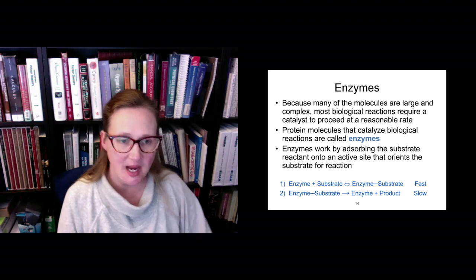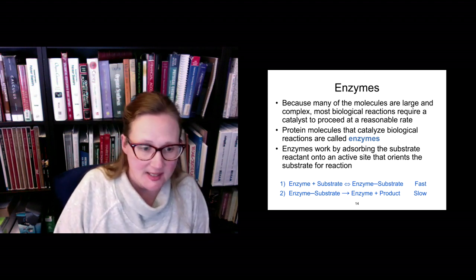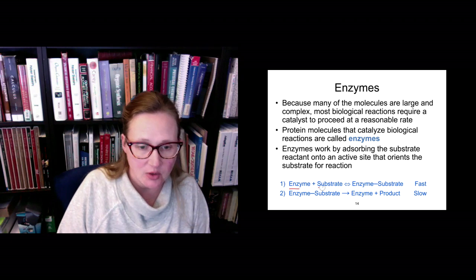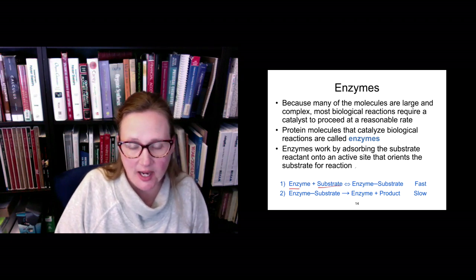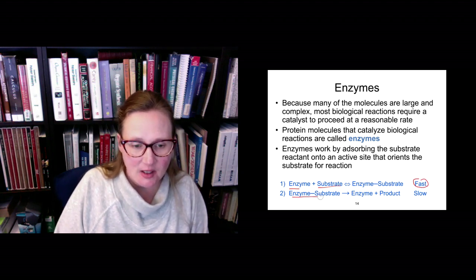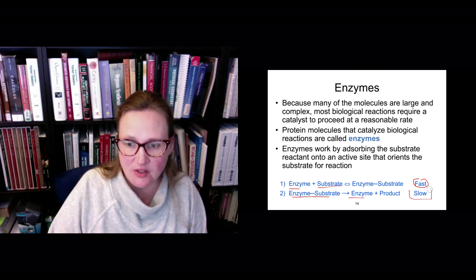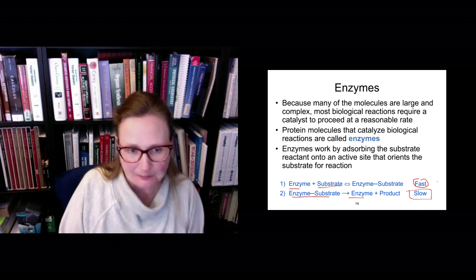All right, so this is how enzymes might work. You have an enzyme and a substrate. This is the thing you want to react, and it forms an enzyme-substrate complex. This is your fast initial step. That enzyme-substrate complex reacts to form the enzyme and product. This is the slow step. This is the rate determining step.